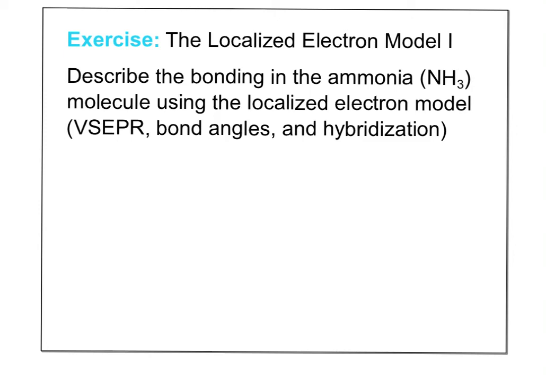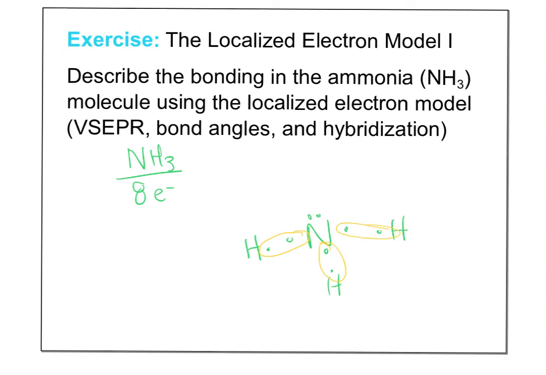So describe the bonding and hybridization for ammonia, which is NH3. NH3 has 8 valence electrons that we can use in our picture. So we have nitrogen, which has 5, and 3 hydrogens, which each have 1. I'm going to redraw those circles as bonds.